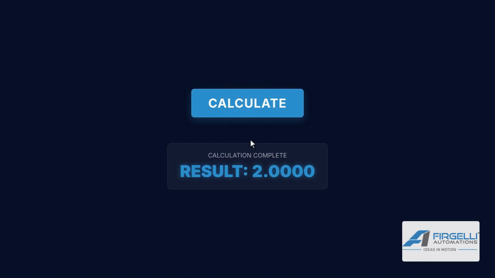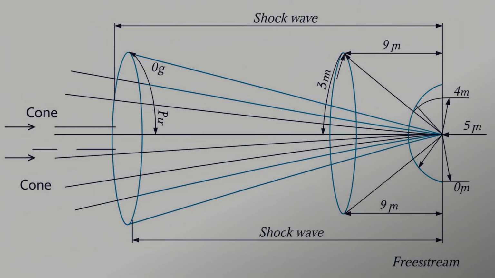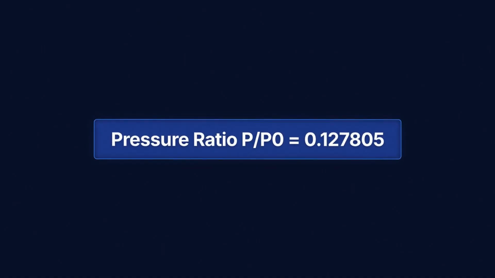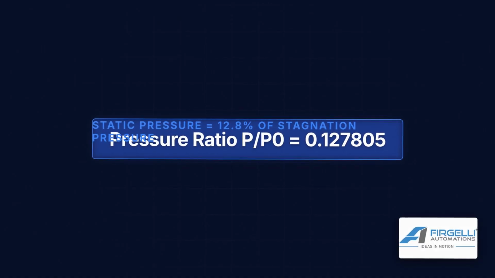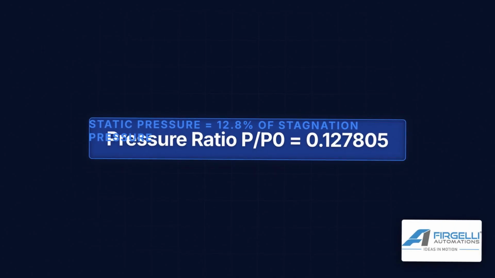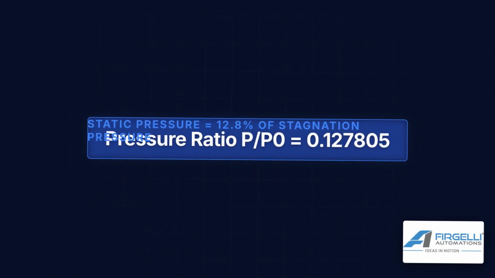The Mach number confirms our input at 2.000. The flow regime shows supersonic, which makes sense since Mach 2 is twice the speed of sound. The pressure ratio P over P naught equals 0.127805, meaning the static pressure is about 12.8% of the stagnation pressure.